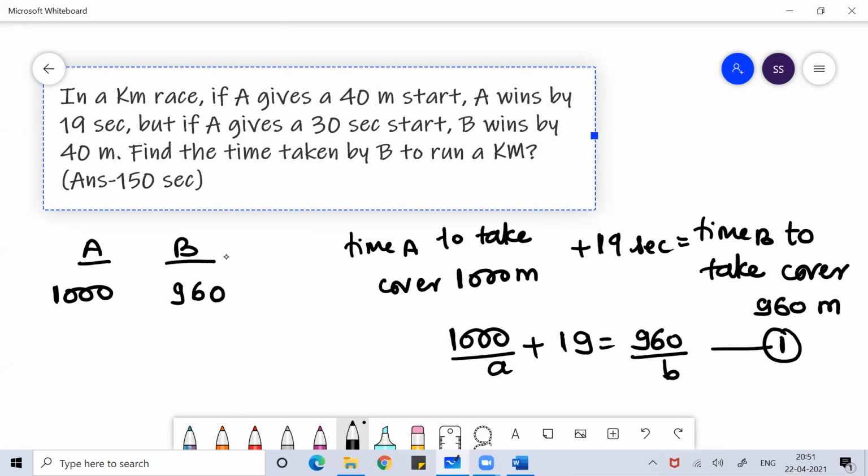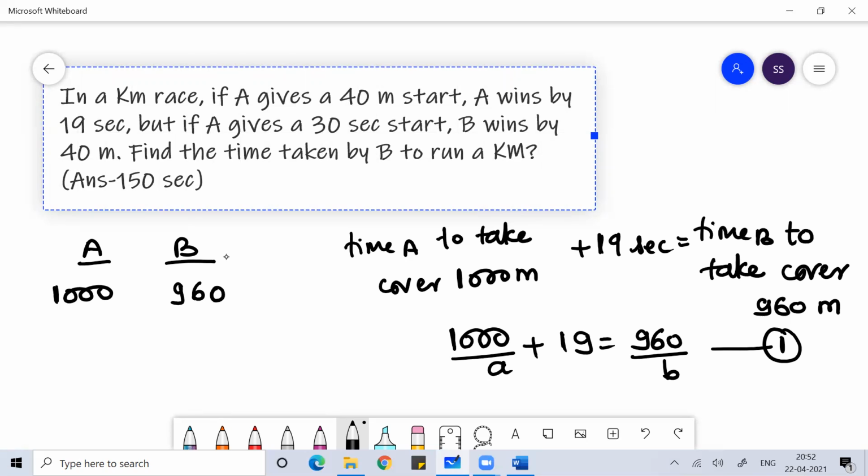In a 1 kilometer race, A gives B a 40 meter start, meaning A runs 1,000 meters and B gets an advantage of 40 meters, possibly so that the race would end in a dead heat. But even then A wins the race by 19 seconds, meaning A reached the finishing line 19 seconds before B. So the time taken by B to cover 960 meters is 19 seconds more than the time taken by A to cover 1,000 meters.